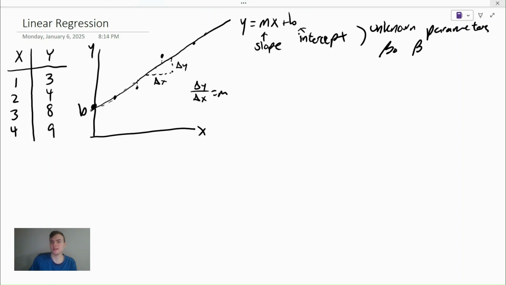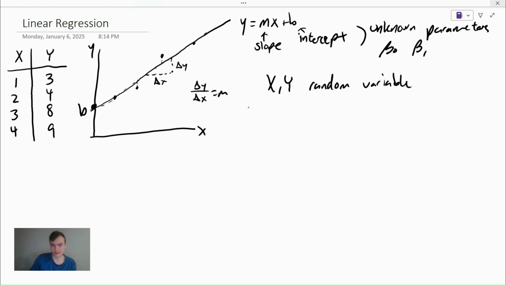And we're going to call them beta 0 and beta 1 instead of m and b, right? And then our x and y are random variables. They don't have to be these specific numbers, but they do obtain some specific numbers. It's not every possible x value. We have an observed data set, and we're fitting a line to it.